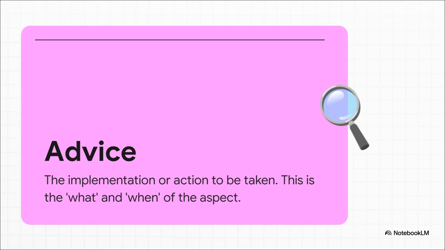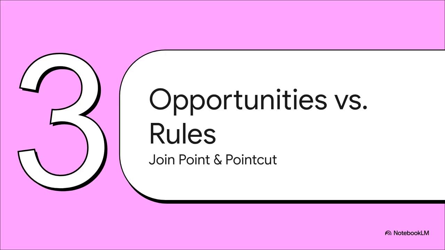Now, inside an aspect, you have something called advice. This is the actual code that's going to run. It's the action you want to take, like log an entry, and when you want to take it, like before a method runs. And this brings us right to the heart of it all. How does our advice know exactly where in our massive codebase it's supposed to run? The answer lies in the relationship between our last two and most important concepts.